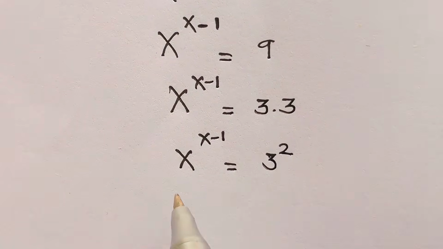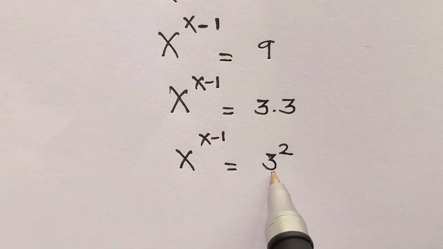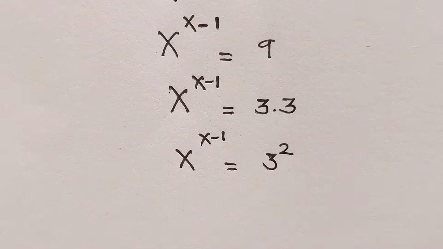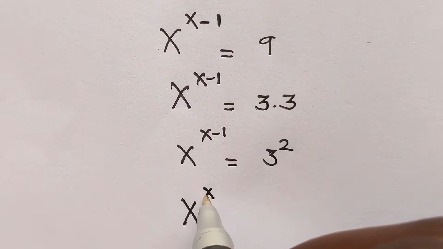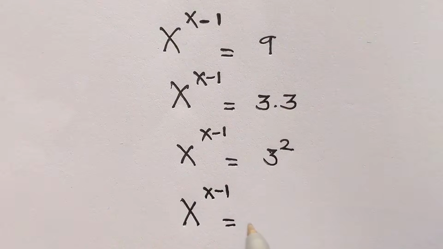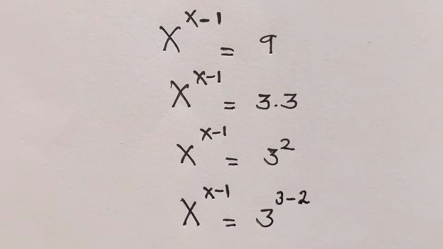At this stage we have x^(x-1) equal to 3 power 2. What shall we get? We shall write this one as x^(x-1) equal to 3. These 2 can be written as 3 minus 2, these 2, 3 minus 1, right?